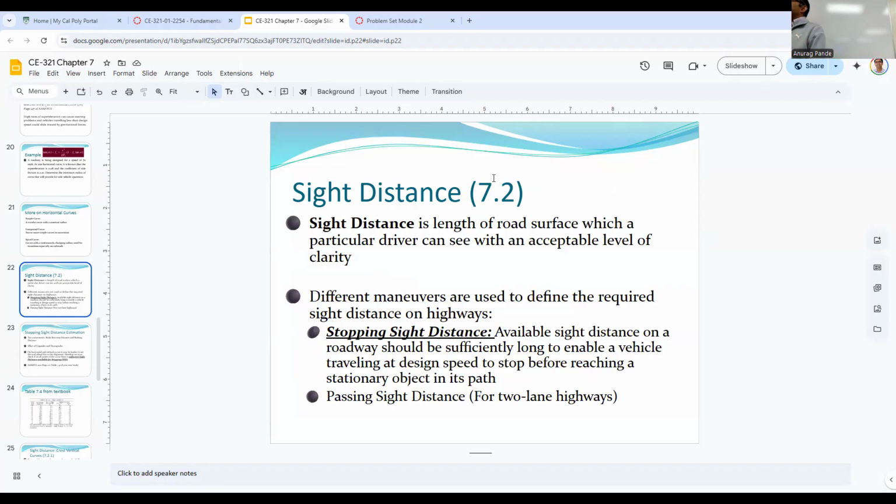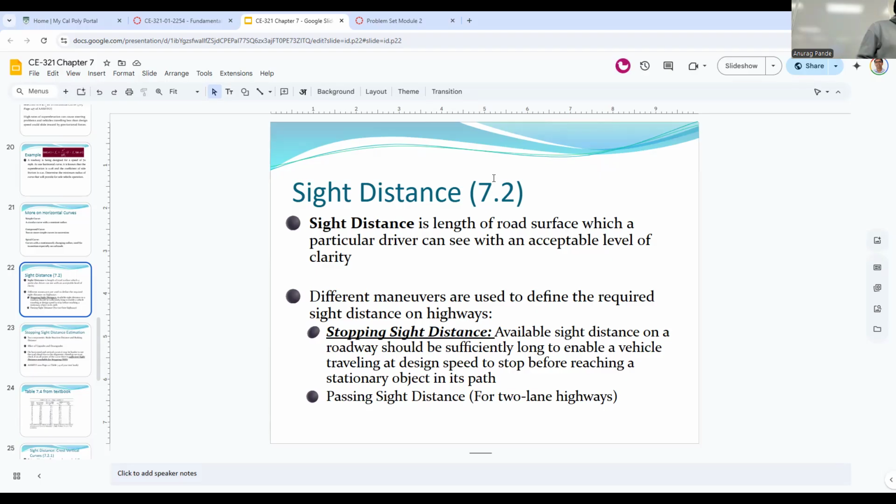level of clarity. Now, on all roadways at all times, we need to provide a certain sight distance for the drivers to be able to complete certain maneuvers. The least of them is the stopping sight distance, okay? So sight distance is how much you can see, and then stopping sight distance is how much you need to stop before hitting a hazard at that distance, right?